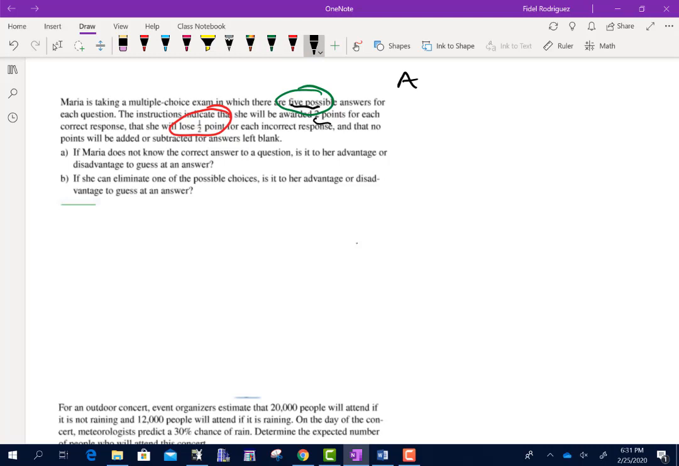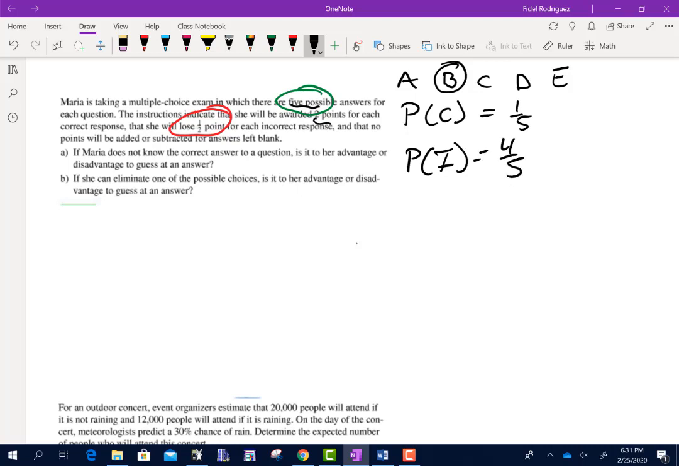Okay, so if we think about this, it says that there's 5 possible answers, okay? So we think about that, answer choices A, B, C, D, and E. There's our 5 choices, right? But only one of them is going to be correct. Okay? So the probability of getting a correct answer is 1 out of 5. The probability of getting it incorrect is going to be 4 out of 5.